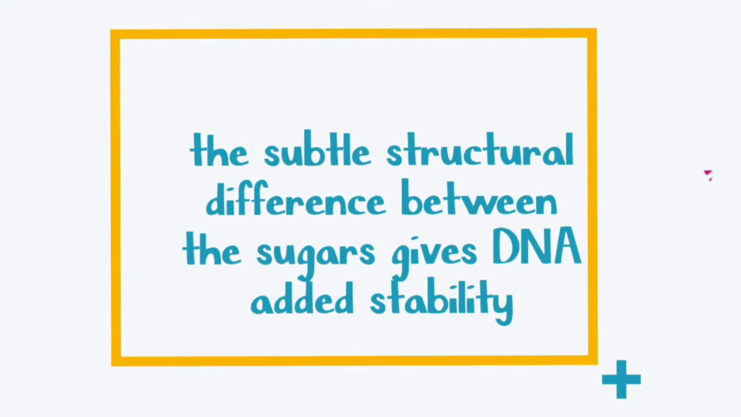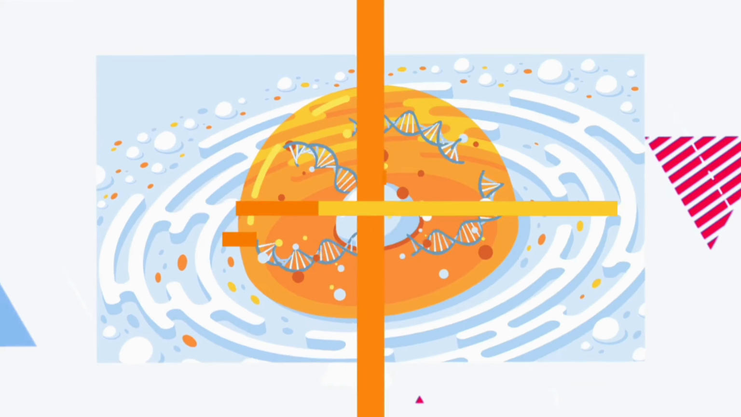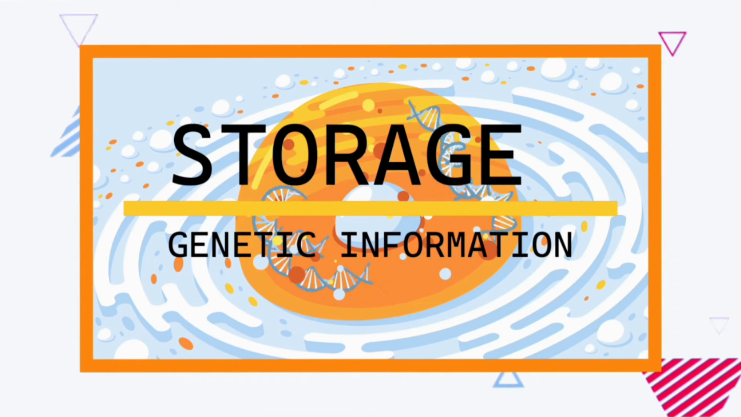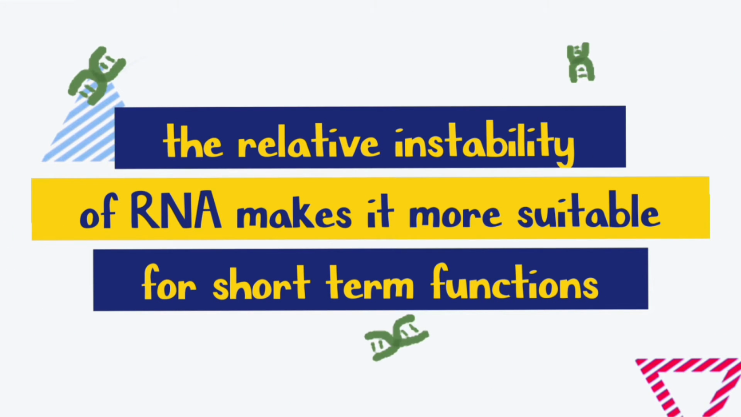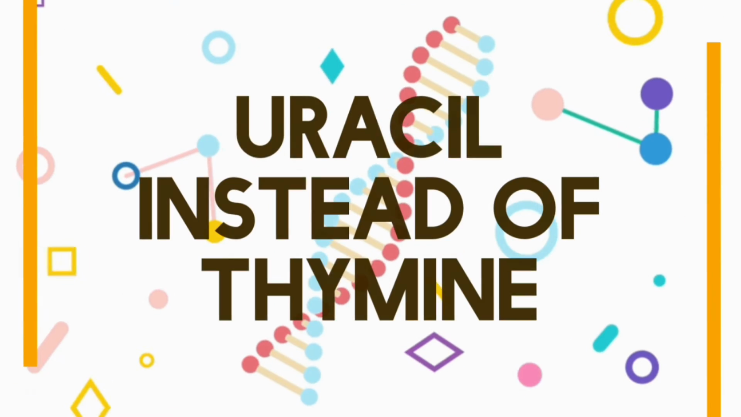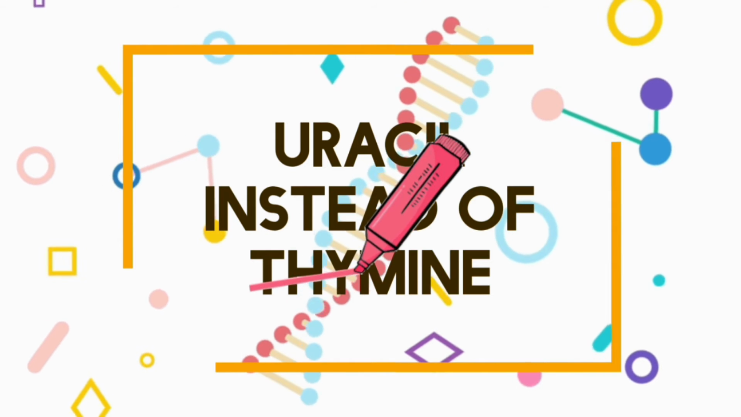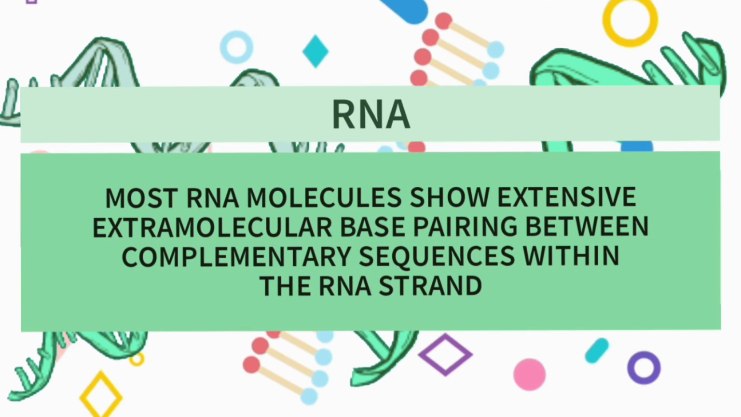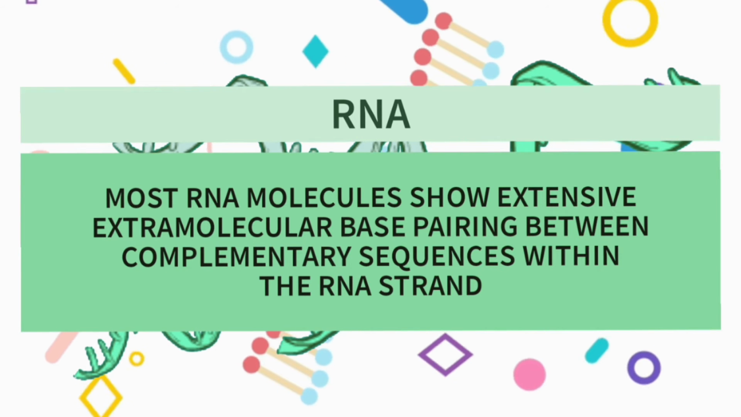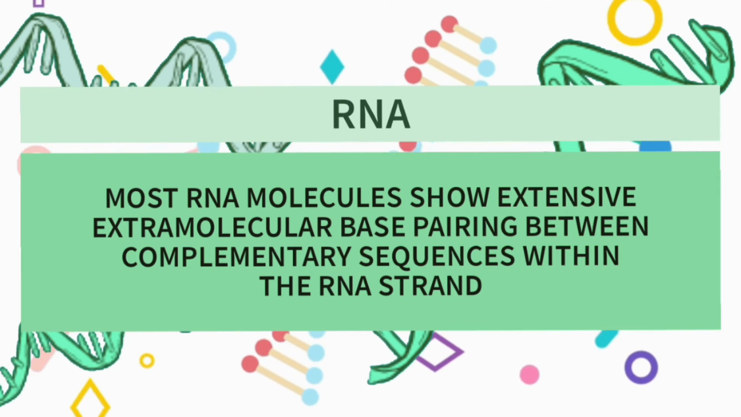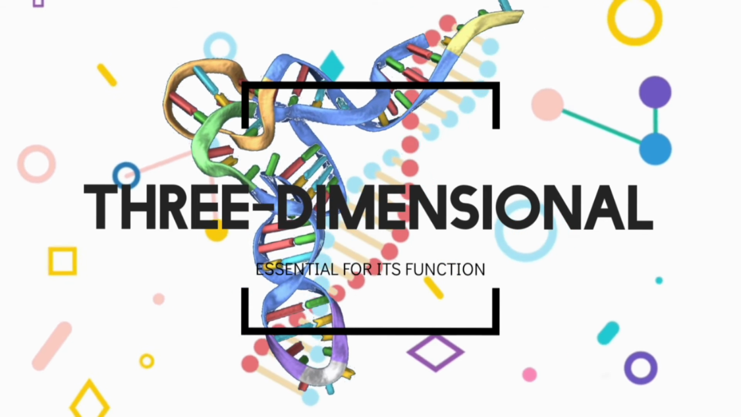The subtle structural difference between the sugars gives DNA added stability, making DNA more suitable for the storage of genetic information, whereas the relative instability of RNA makes it more suitable for its short-term function. The RNA-specific pyrimidine uses uracil instead of thymine to form a complementary base pair with adenine. Even though RNA is single-stranded, most types of RNA molecules show extensive intramolecular base pairing between complementary sequences within the RNA strand, creating a predictable 3D structure essential for its function.